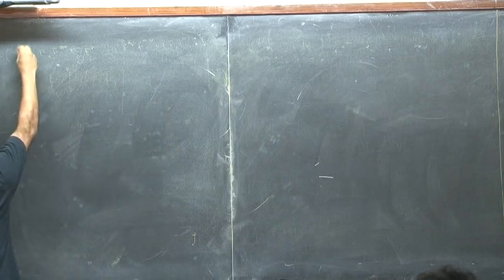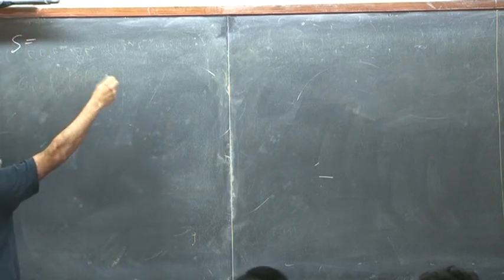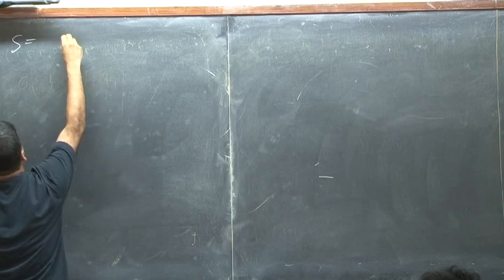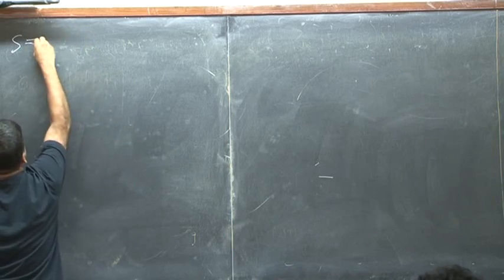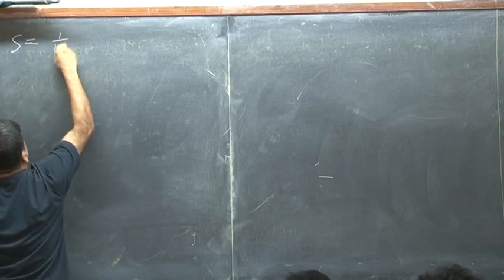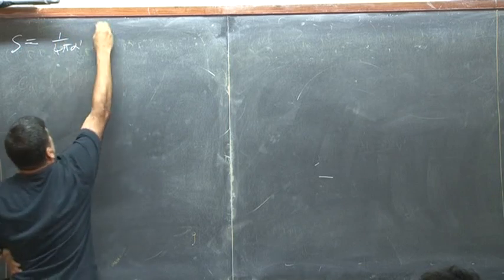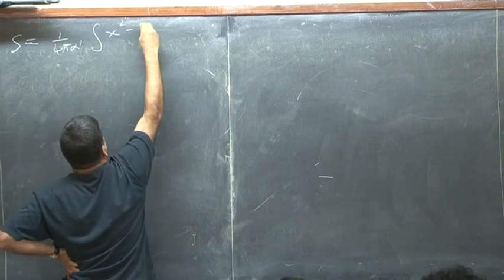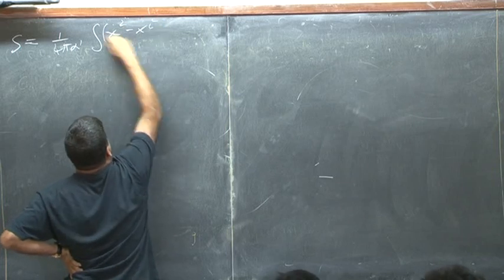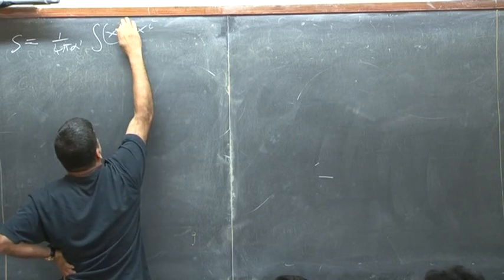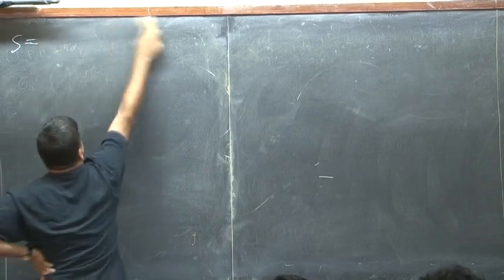Okay, so first let us recall that the action that we were interested in studying was S is equal to 1 by 4 pi alpha prime, the whole thing squared, x dot squared minus x prime squared. I should actually write, so let me write that.